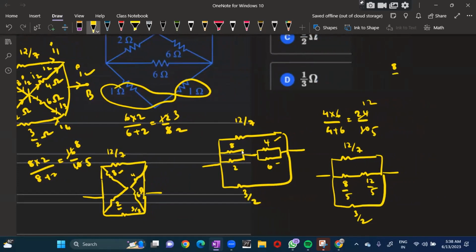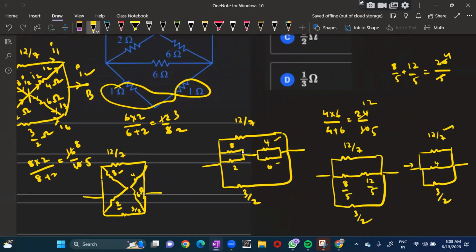Series. So 8 by 5 plus 12 by 5. How much is that? 20 by 5, 5 4s are 20, so that is 4. To re-simplify, what is this here? 12 by 7. This is 4. This is 3 by 2.